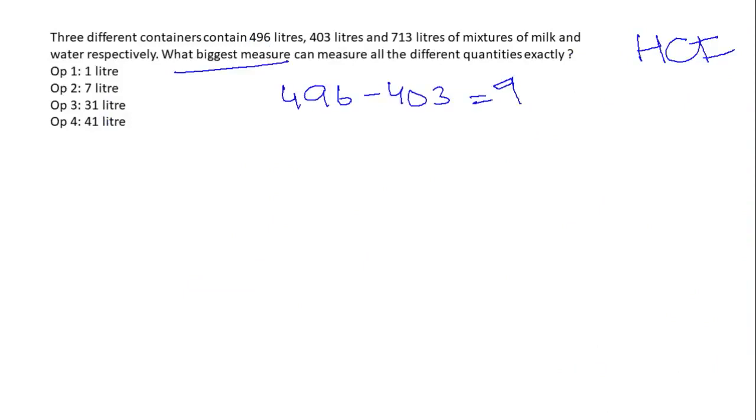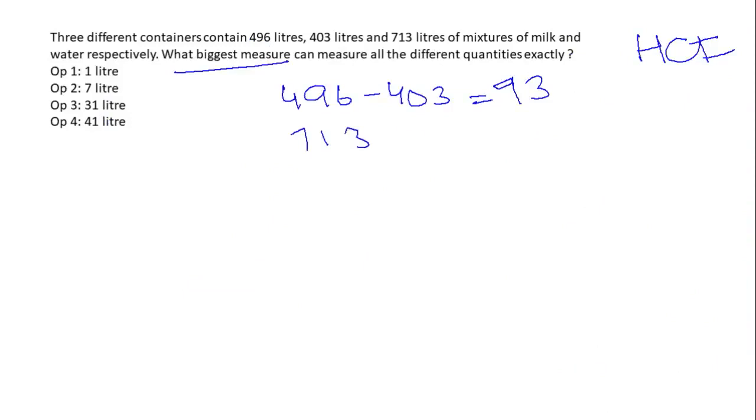Next question. Three different containers contain 493 liters, 403 liters, and 713 liters of mixture of milk and water respectively. What is the biggest measure possible that can measure all the different quantities? Biggest measure, it says, so this is an HCF question. I am trying to find the differences here.